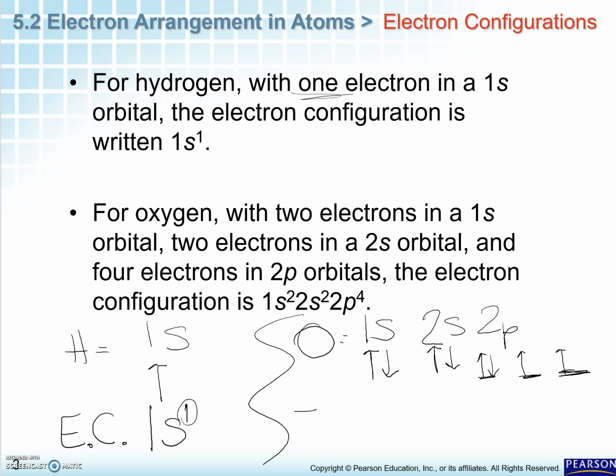But if we do the electron configuration for oxygen, we're going to do the same exact thing. We're still going to have our 1s, our 2s, and our 2p.